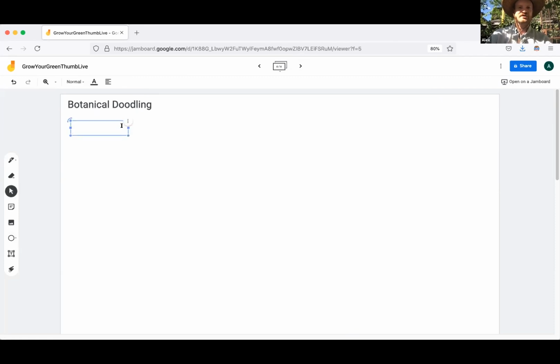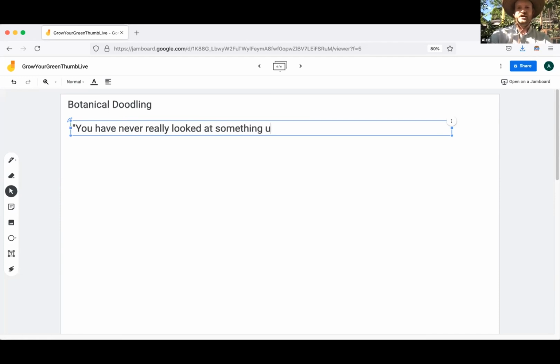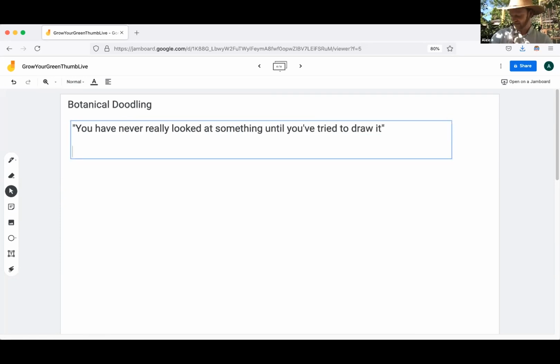And so the first part of the scientific method is observation. And there is a quote that says you have never really looked at something until you've tried to draw it. And I think there's a lot of wisdom in that saying as well. And so this is going to be our first tips here.